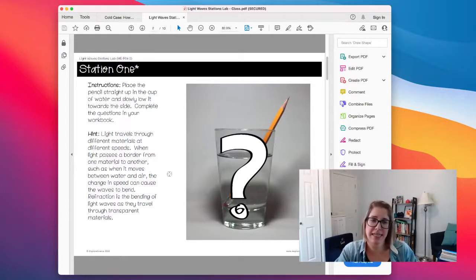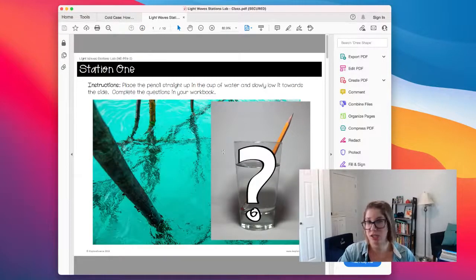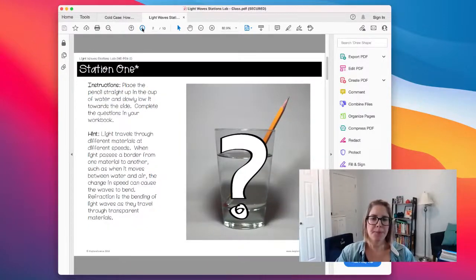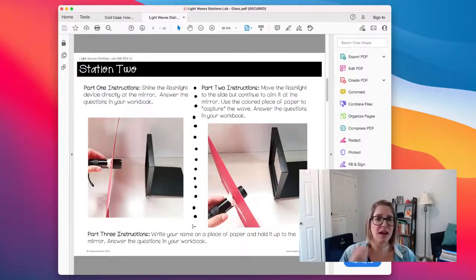So this activity, again, was not designed for a specific phenomenon at all. You'll see it's just like a traditional lab: place your pencil in the cup of water, slowly lower it towards the side, complete the questions, whatever. Some of these have hints, and then some are total explorations where you just make guesses, shine the light, make observations. So how could you tie this to your phenomenon, and how can you make it as cohesive a tie as you could get it?